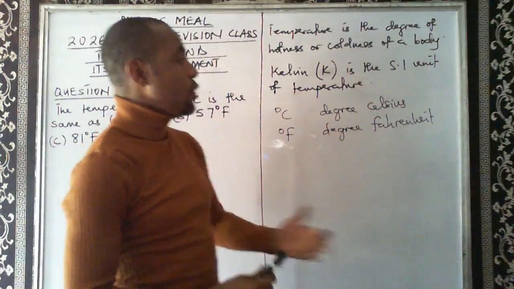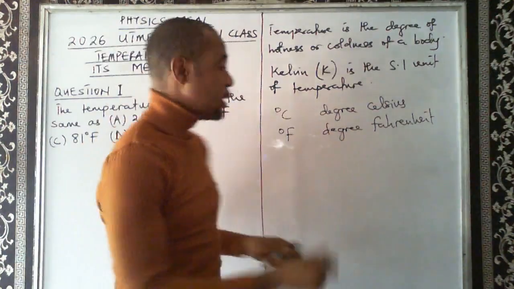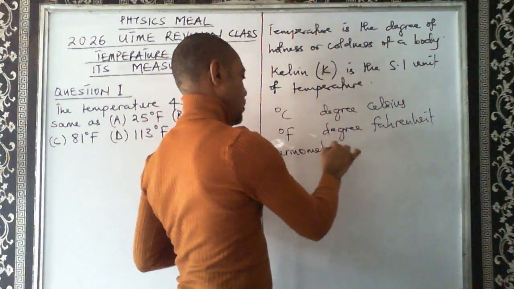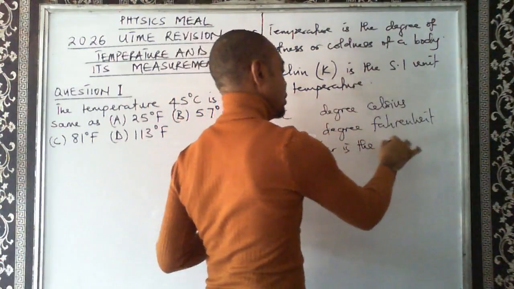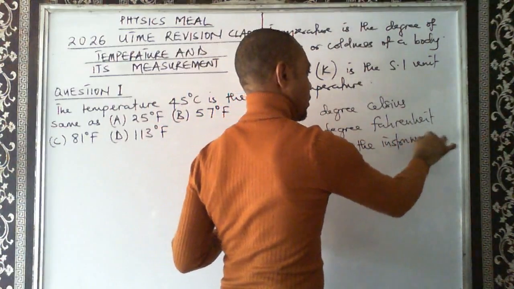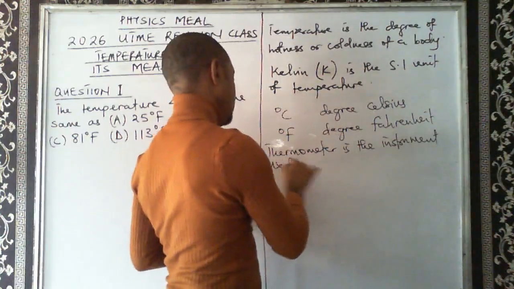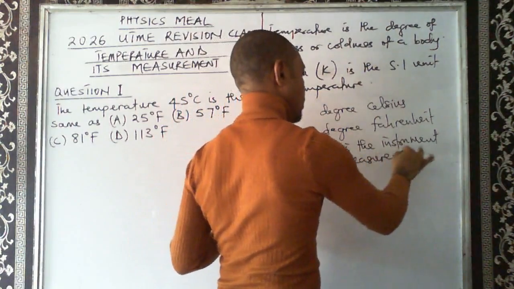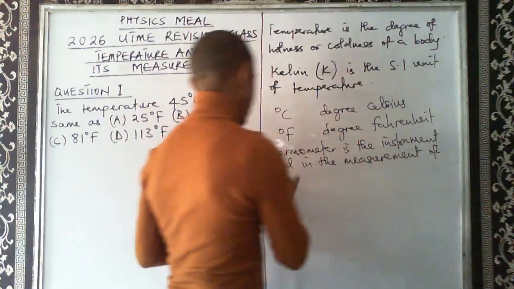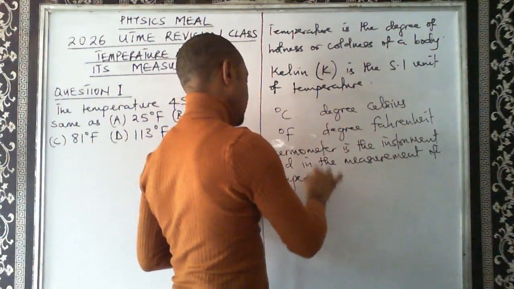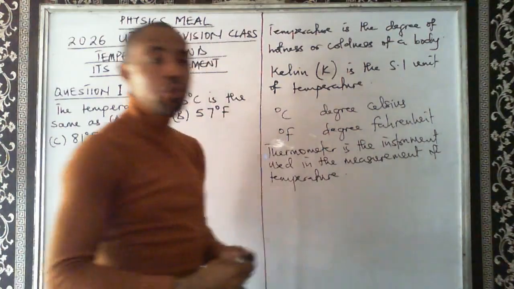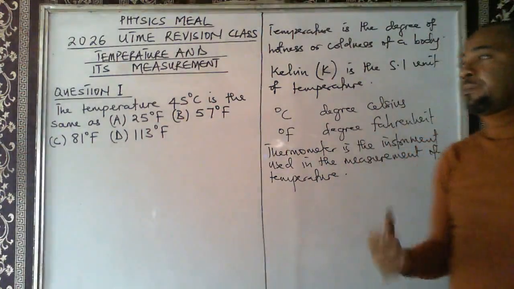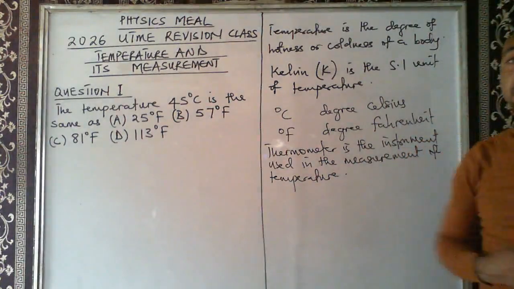Okay. The instrument we use in the measurement of temperature is the thermometer. So the thermometer is the instrument used in the measurement of temperature. That's the instrument we use in the measurement of temperature.